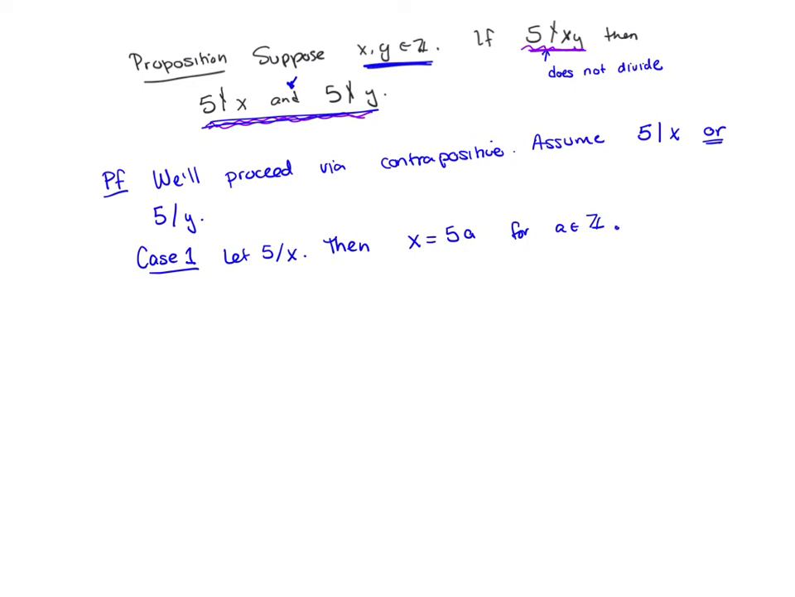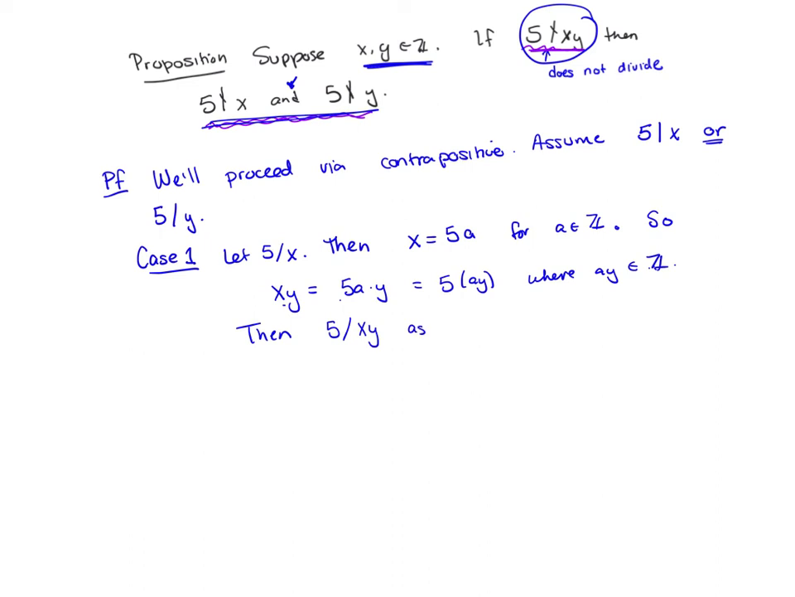Now, what I was trying to prove is the negation of this: 5 does not divide xy, which is 5 divides x times y. So let's think about what x times y is. So we'll get, x times y is equal to 5a times y, which is equal to 5 times ay, where ay is an integer. Thus, x times y can be written as 5 times an integer. So 5 divides x times y as needed.